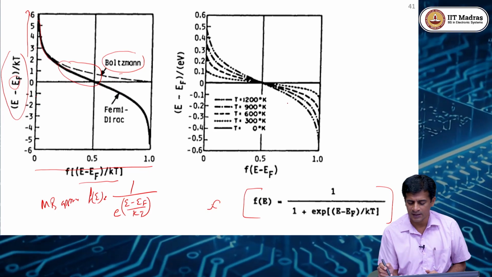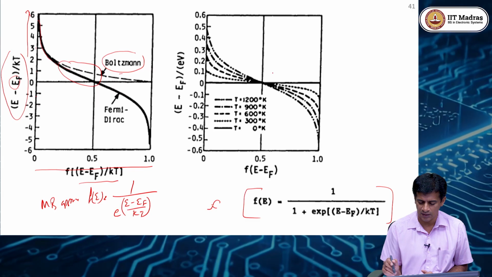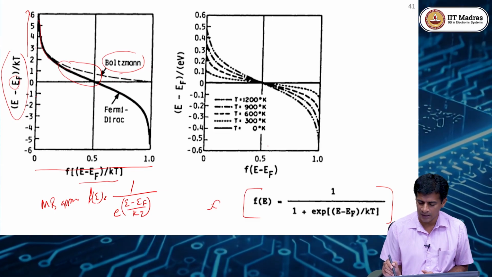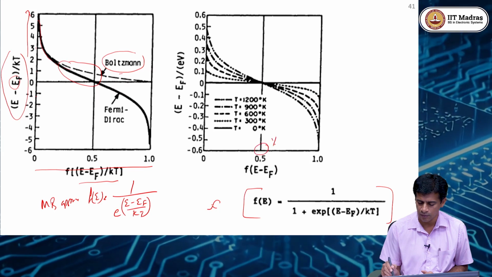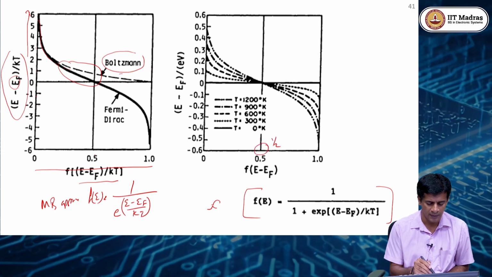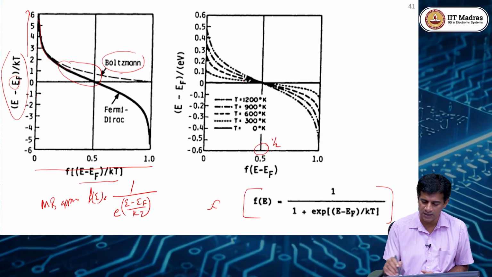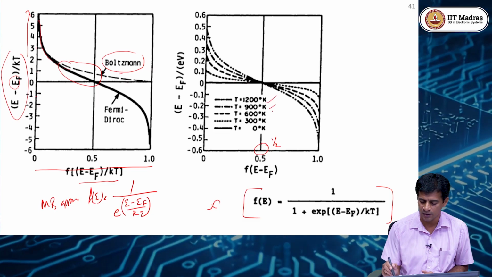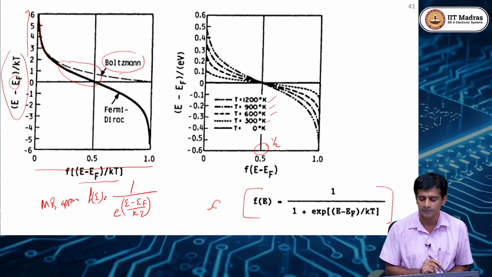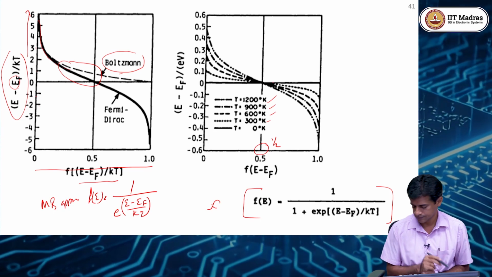And if you vary the temperature, essentially the shape is the same. But at E equal to EF, the probability is half. So for an electron to occupy the state at E equal to EF the probability is half, but the shape is different at different temperatures, for example 1200 K, 900 K, 600 K, 300 K, like this. So that's how the distribution changes.